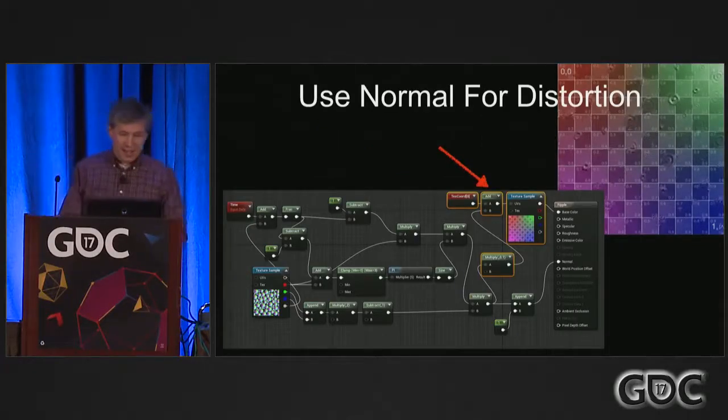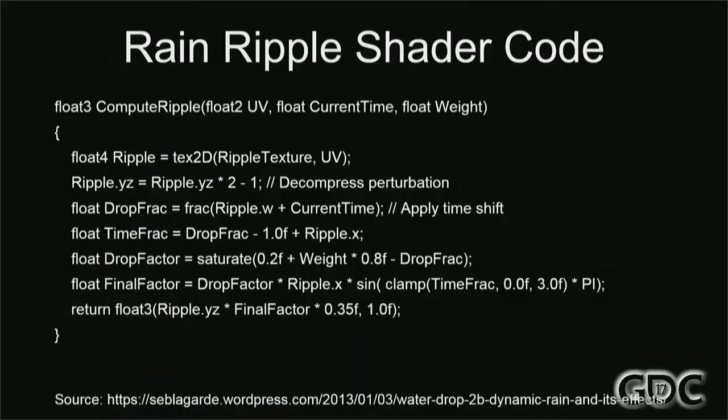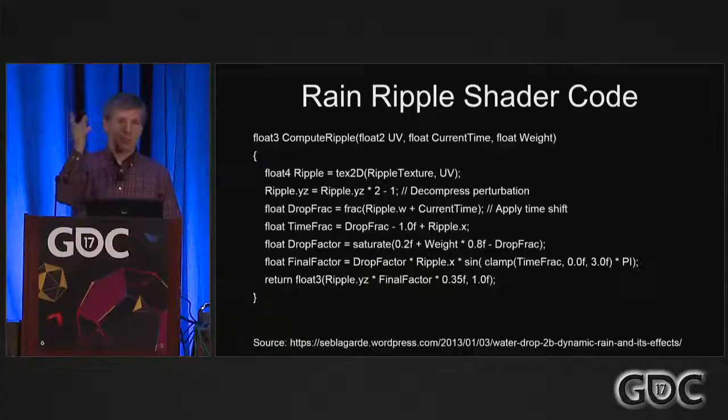All right. Now, as I promised, I also get to show a slide of code. So if you like code, you can enjoy looking at the HLSL. So this function computes a normal, a ripple normal that's animated, that you can then use to do all kinds of fun things with. And down at the bottom of the slide, there's a link to Sebastian Lagarde's really nice blog.